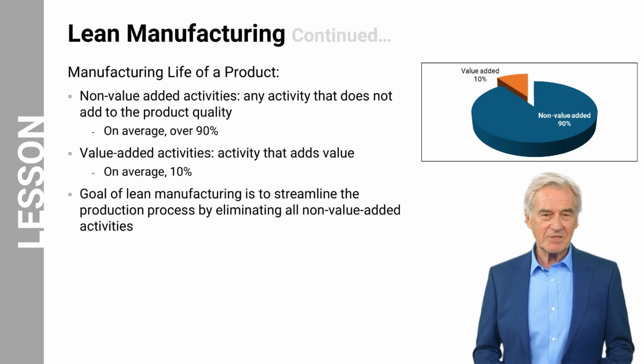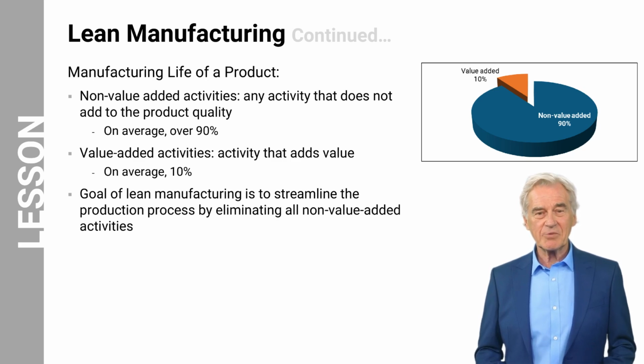This means that only between 5 to 10% of a product's manufacturing life is spent on activities that actually add value to the product. Bottlenecks are common in traditional manufacturing processes, where the lean process should flow like water. Lean manufacturing uses several building blocks that help identify and eliminate the many sources of waste.